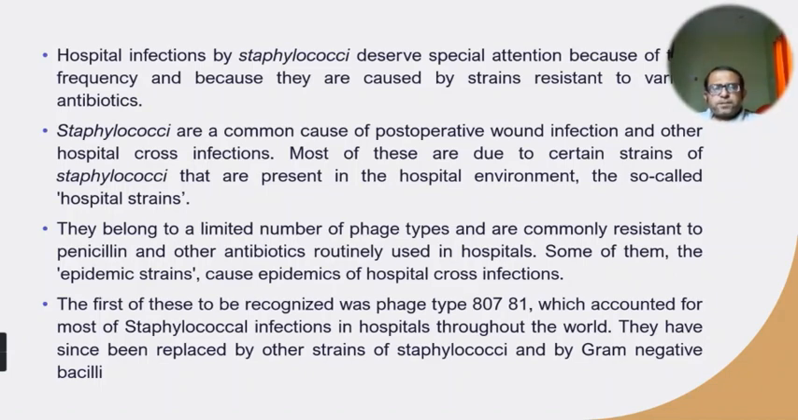Now the first of these to be recognized was of phage type 80/81. This is a Staphylococcus strain which accounted for most of the staphylococcal infections in hospitals throughout the world. This is a Staphylococcus strain having phage typing 80/81, and this strain most commonly caused hospital infections throughout the world.